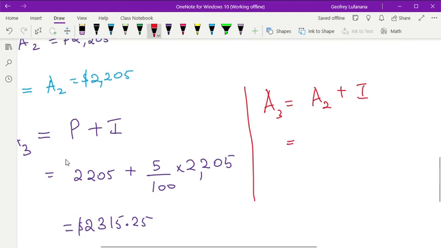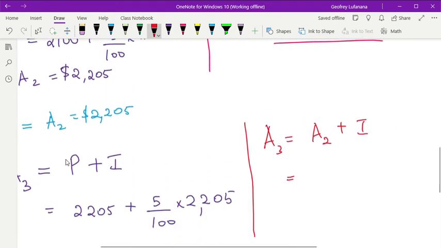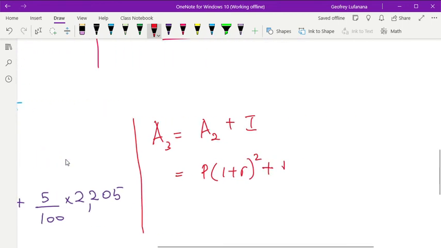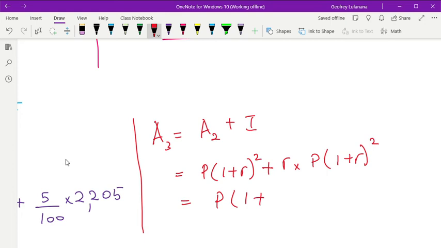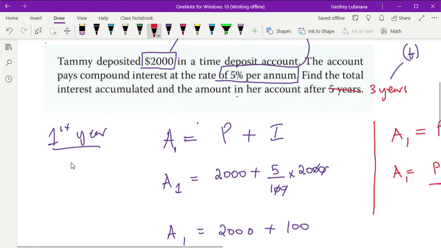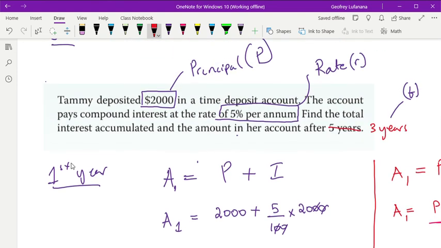So if I copy up my amount 2, it was P into 1 plus R squared, plus R times P into 1 plus R squared. If I simplify this, factoring out P into 1 plus R squared, I'll end up with P into 1 plus R cubed. This is the amount at the end of the third year. Because I cut it short, we would have been continuing to the fourth year and the fifth year, but we are stopping on the third year.